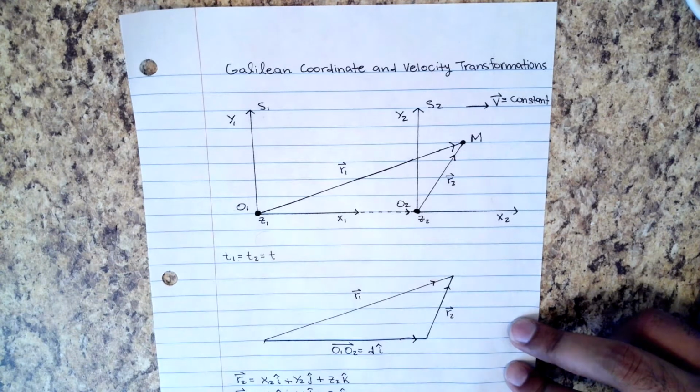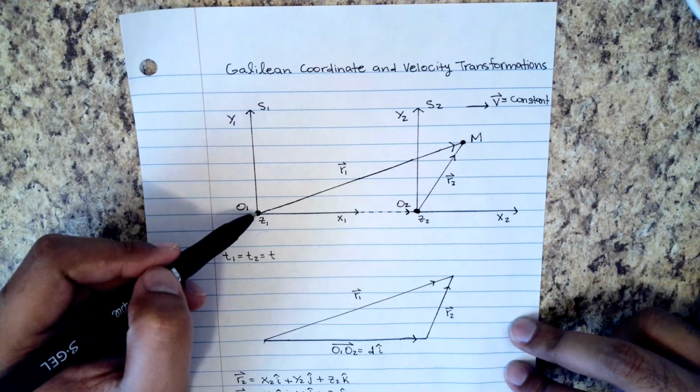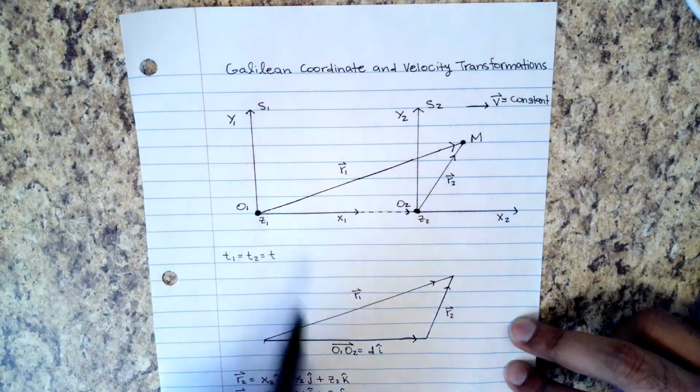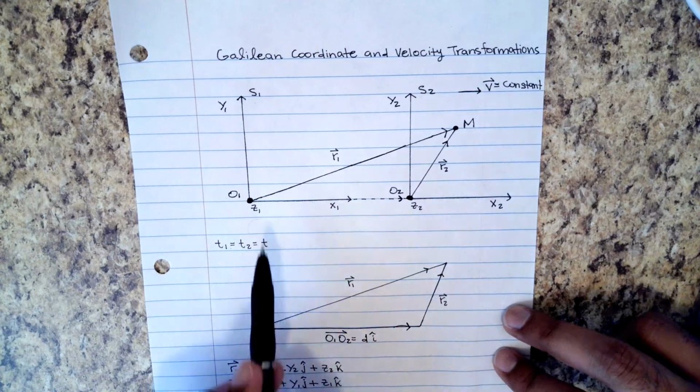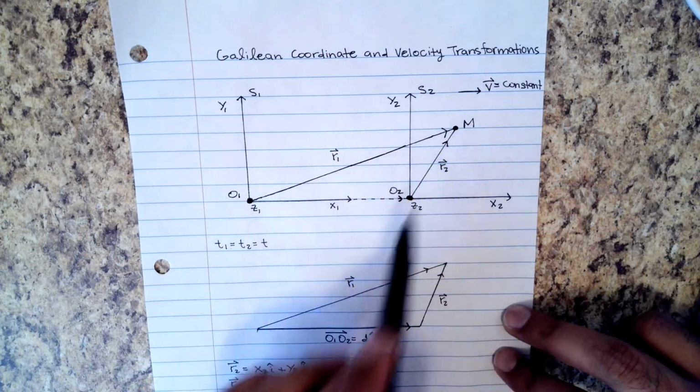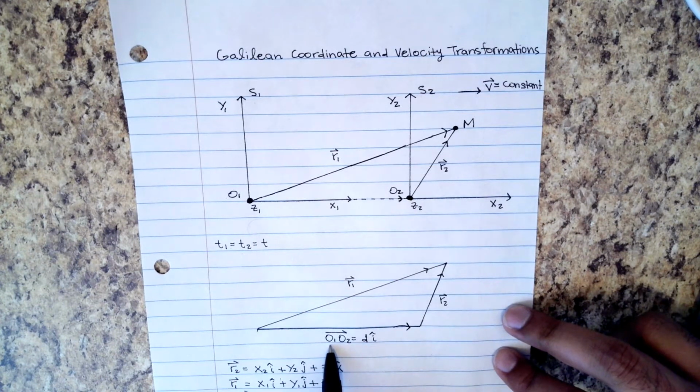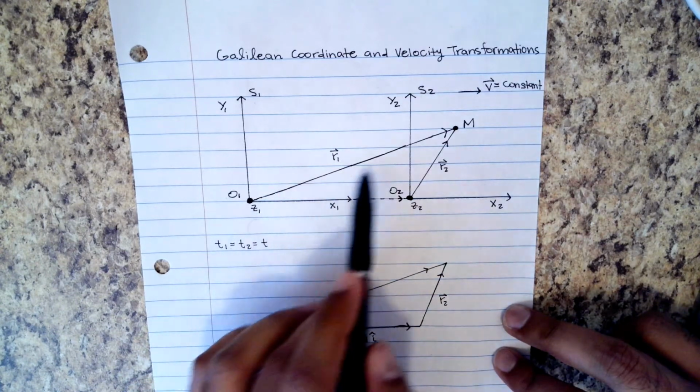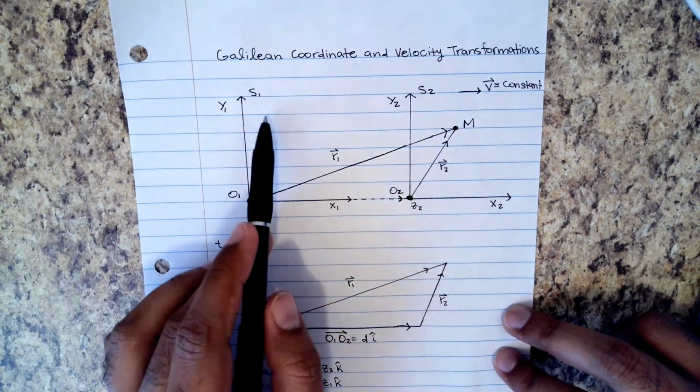So how do we go about figuring out the coordinates of this event with respect to someone in this system? What I've drawn here is just the same triangle. This vector, O1 O2, is the distance between the origins of the two coordinate systems, which I just call D, and this is in the x direction, so there's an i hat there. This is R2, the position vector of this point in S2, and of course we have R1, the position vector of this point with respect to S1.